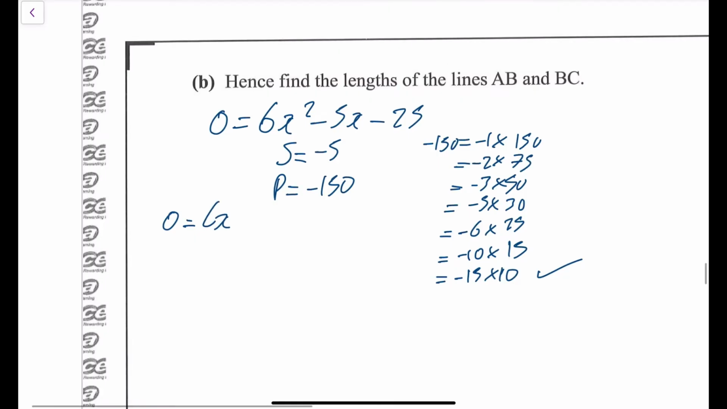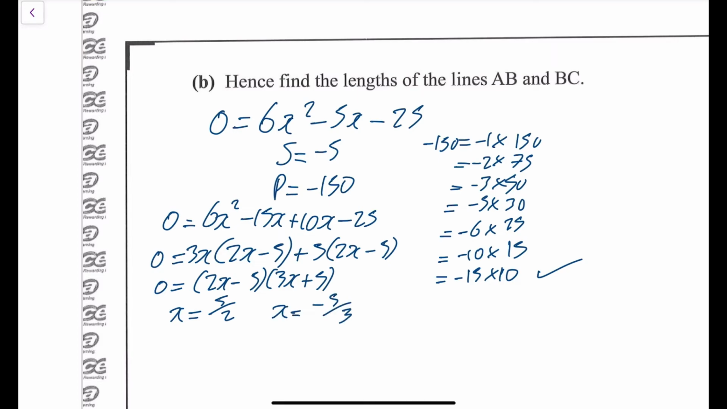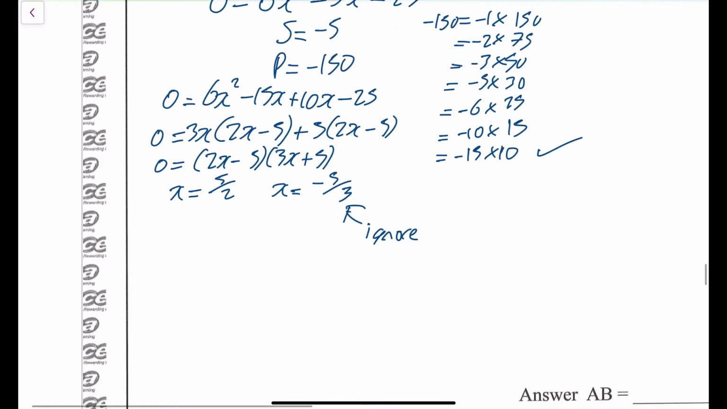So 6x squared minus 15x plus 10x minus 25. Pull a 3x outside a bracket: 3x times 2x minus 5, plus 5 times 2x minus 5. So 0 is equal to 2x minus 5 times 3x plus 5. That means x is equal to 5 over 2, or x is equal to minus 5 over 3. Okay, we're talking about length, so we're going to ignore the negative. So my x is equal to 5 over 2.